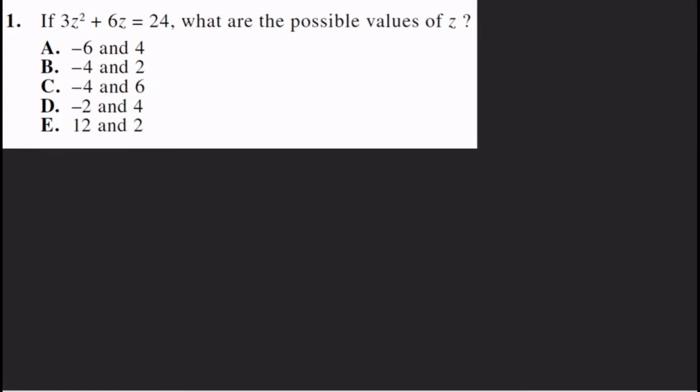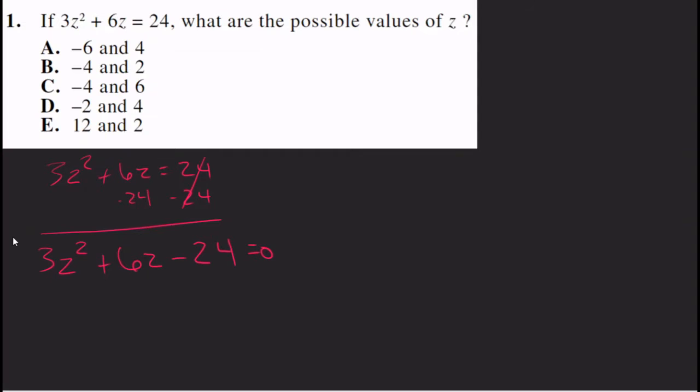So this first one says, if 3z squared plus 6z equals 24, what are the possible values of z? It wants to know what the solutions to this quadratic equation are. Well, the first thing we need to do is rearrange this quadratic equation. I'm going to pull this 24 over to the other side. I'll subtract it from both sides of the equation. It will cancel over here, and I'll have 3z squared plus 6z minus 24 equals 0.